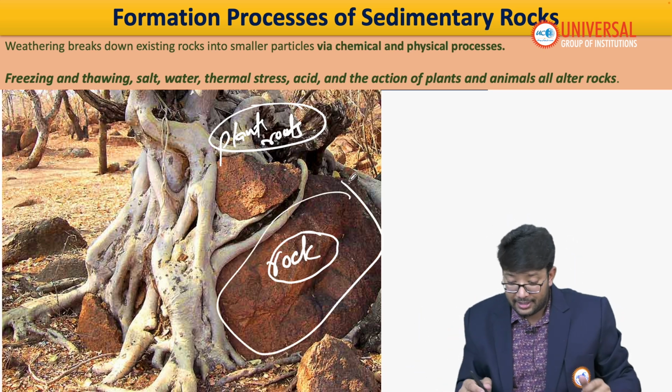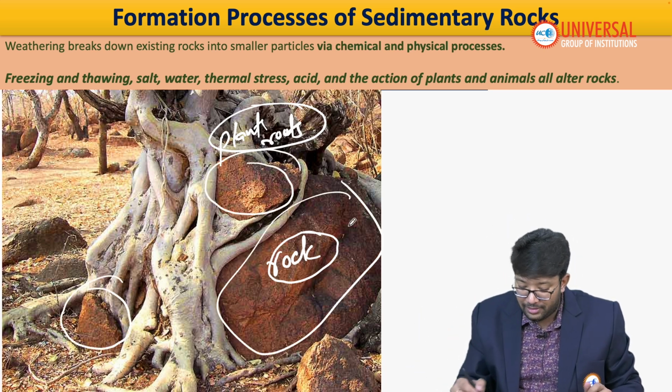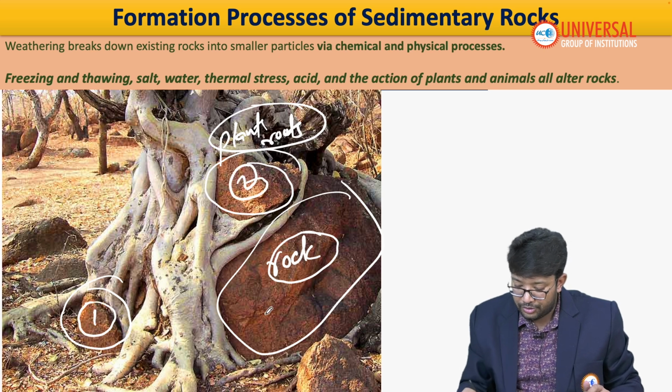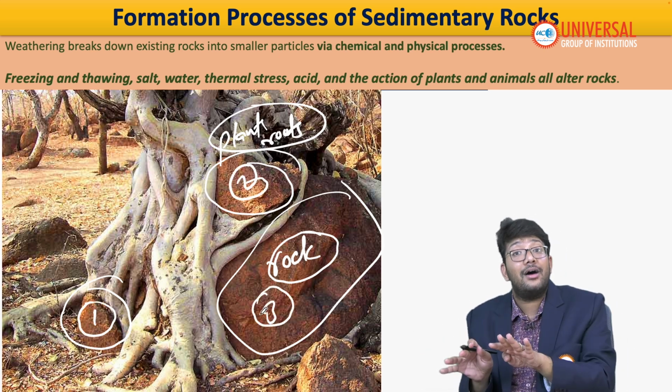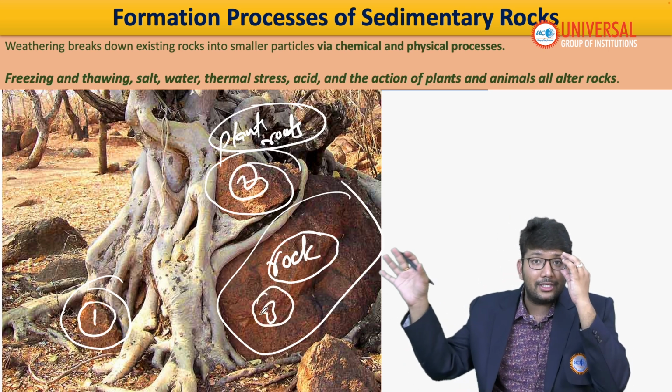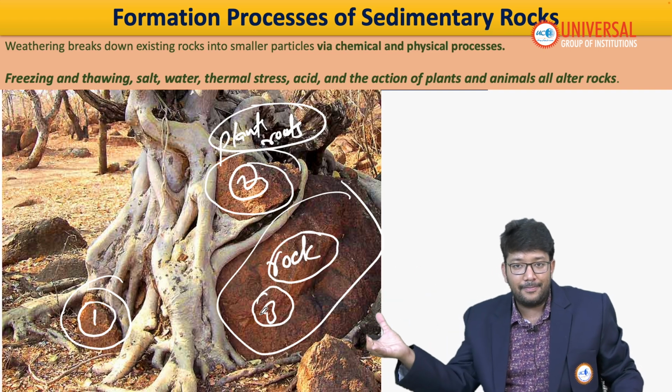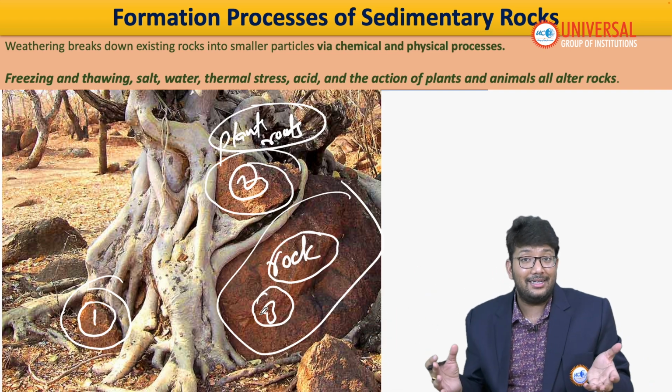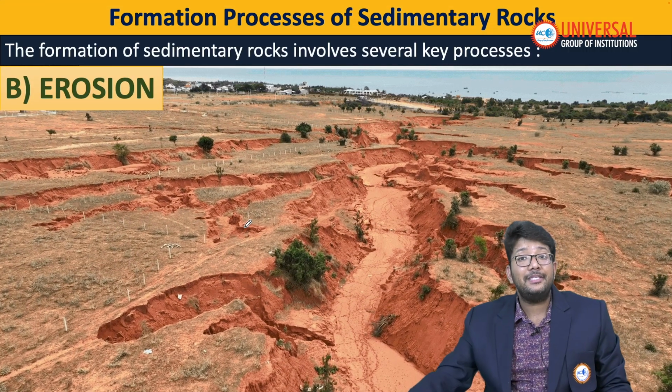And don't you think this rock was a big rock? All this, 1, 2, 3. These rocks were one earlier, but now due to this biological process, what happened? This rock has been disintegrated. Okay. Now the second type is erosion.